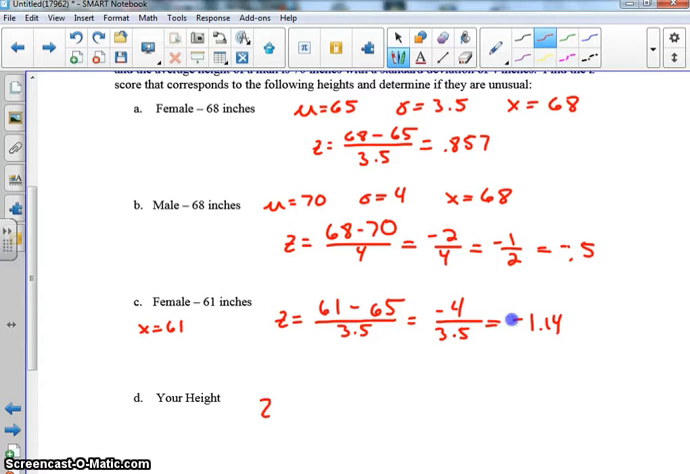This problem obviously is going to be different for everybody. I'll do it for my height. I'm 5'9", so 69 inches tall, minus the mean, divided by the standard deviation, which is going to be 4 divided by 3.5, which is going to give me a positive 1.14. So I'm a little bit more than one standard deviation above the mean when it comes to height.